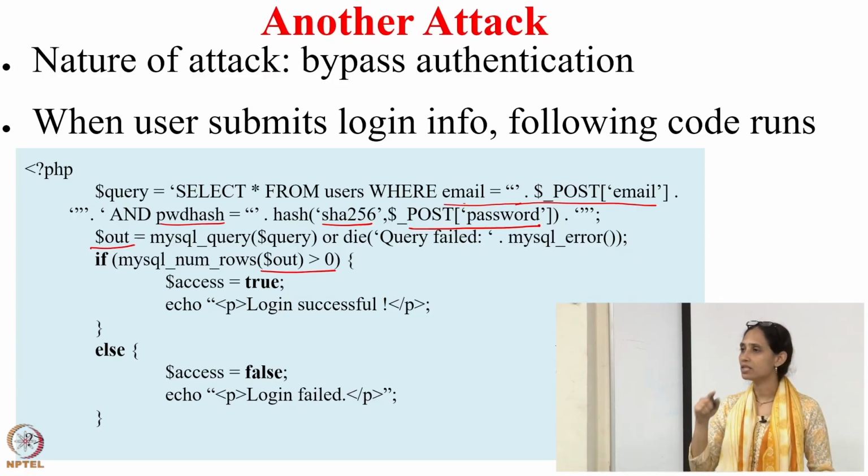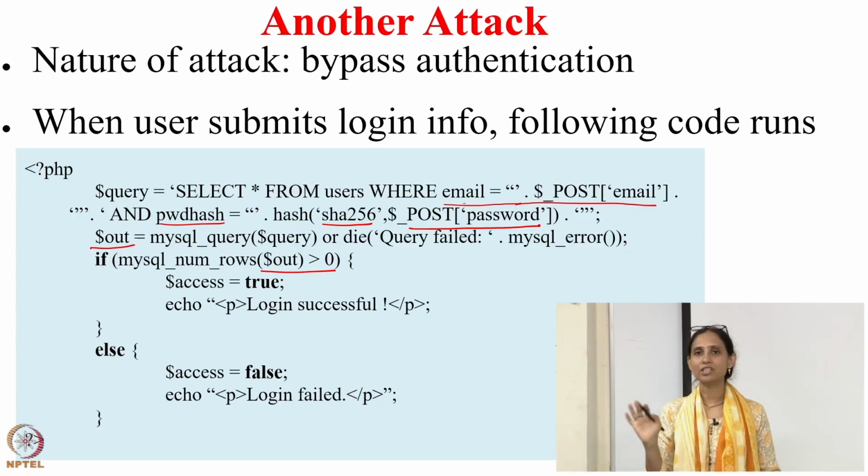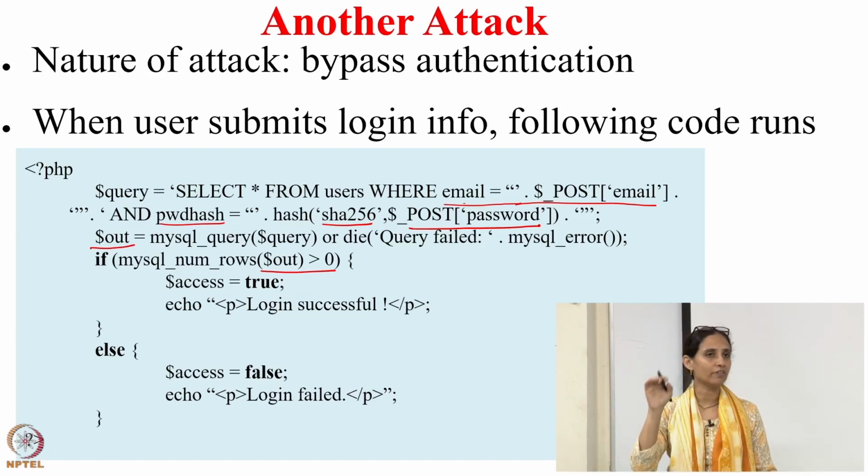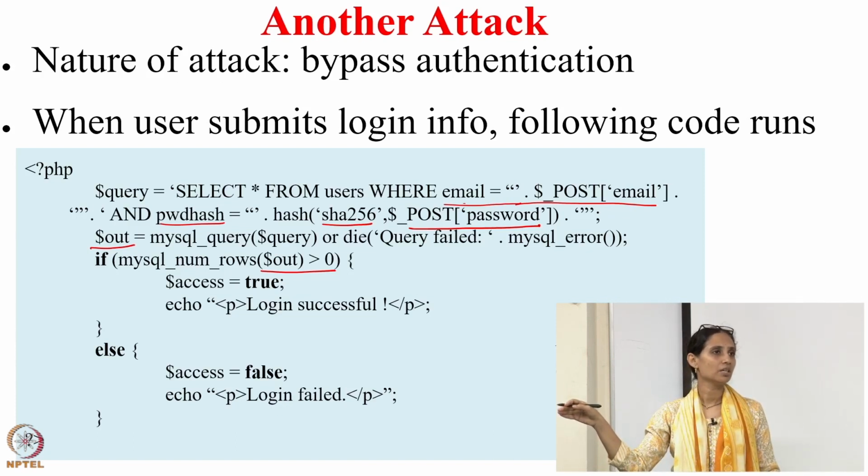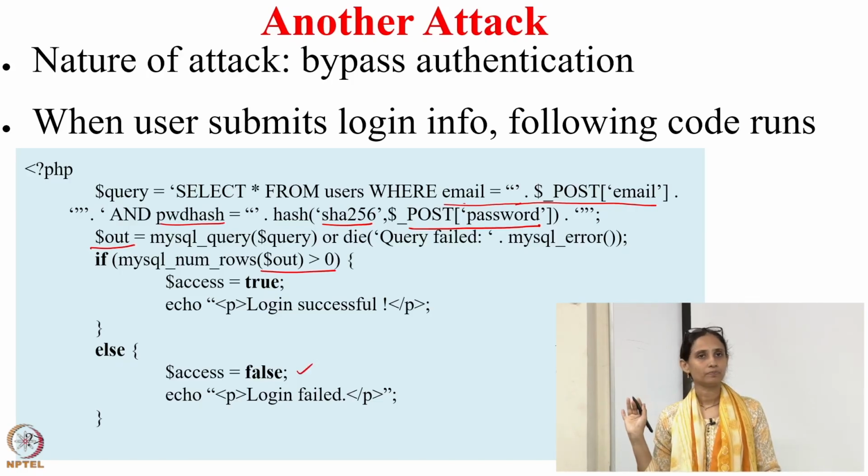But if this out is 0, that means no entry matched, that either email didn't match or if email matched the password didn't match, you are basically going to say access is false and login failed. This script is clear what has happened.